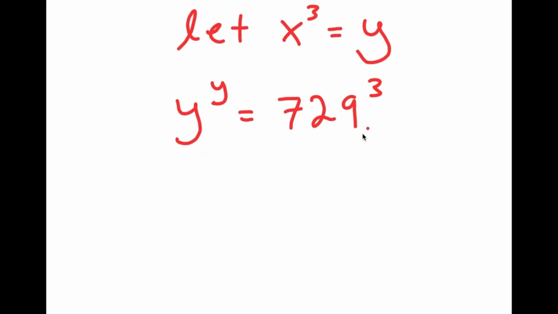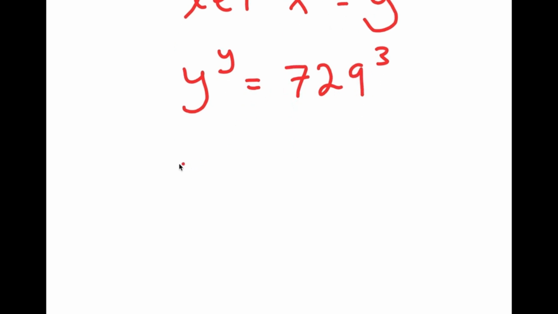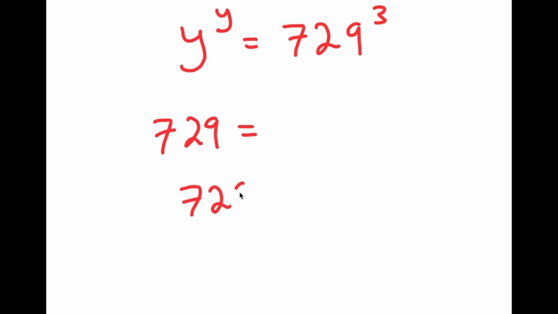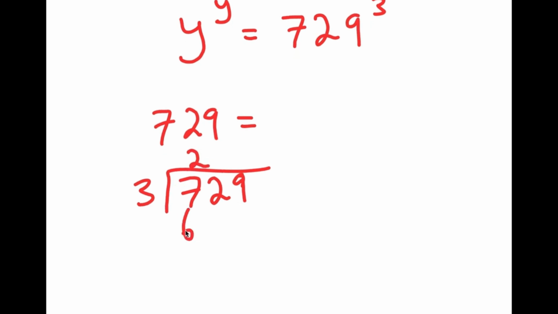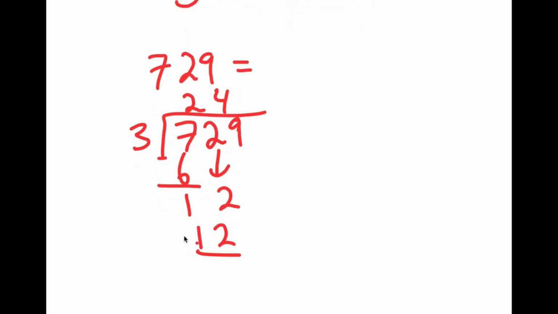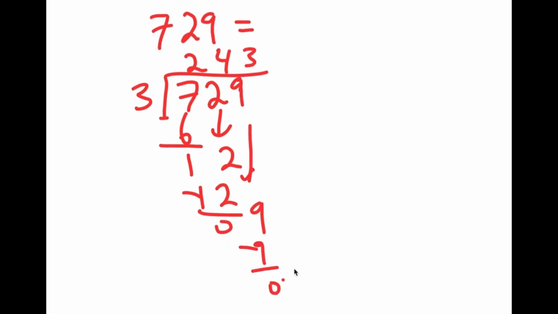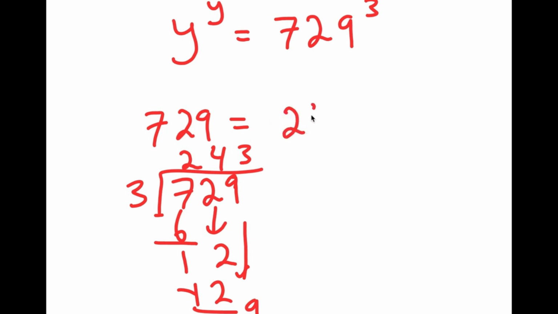Now, I can simplify 729 to the power of 3. So 729, let's find some factors of this. Let's try to divide this by 3. 729 divided by 3, we have 7 over here, so we get 6. We subtract 7 with 6, we get 1. We bring that to 2. 3 times 4 is 12. And now we bring that to 9. 3 times 3 is 9. So I get 729 is equal to 243 times 3.